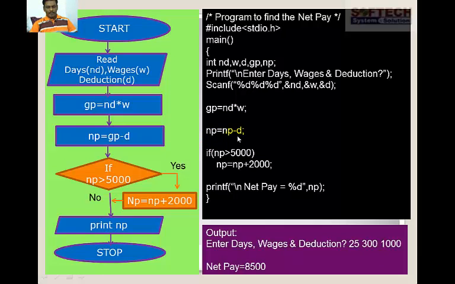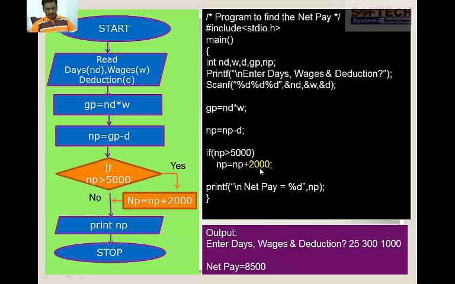So NP minus D, D is 1,000. It's not NP, it is GP. GP minus D, the flowchart is also GP minus D, it is a typing mistake. So GP is 7,500, D is 1,000, the new value of NP is 6,500. Then we compare 6,500 is greater than 5,000. The condition is true because NP is 6,500, it is greater than 5,000. So the condition is true, to execute this statement.